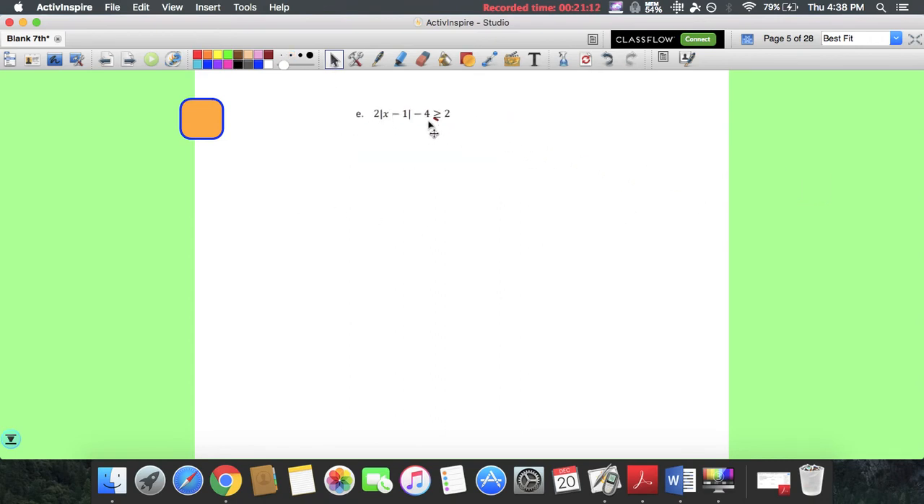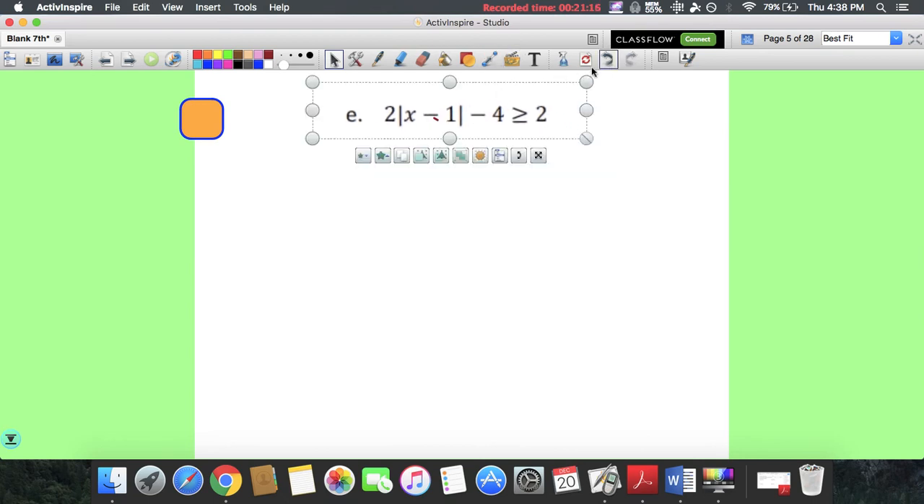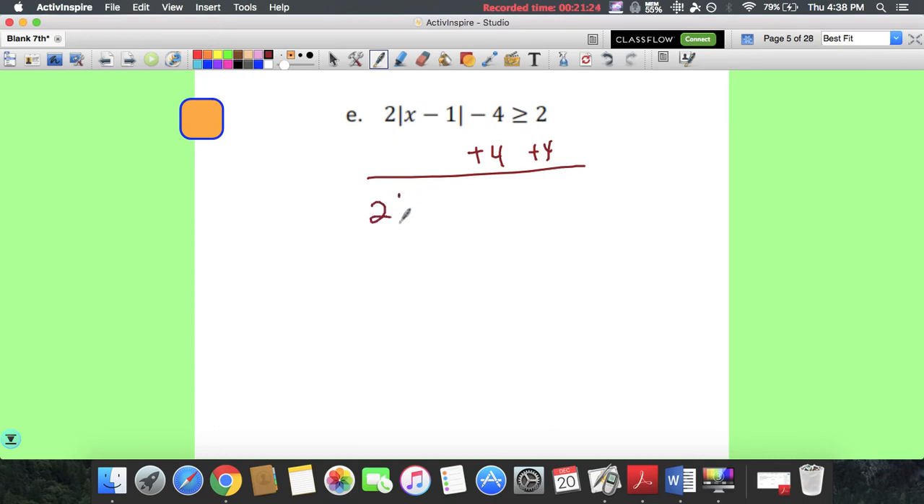This one, let's see if that presents. So, let's simplify our problem. First thing I would do is plus 4. So I get 2 absolute value of x minus 1 is greater or equal to 6. I will divide by 2, and I get the absolute value of x minus 1 is greater or equal to 3. So, now we gotta think about things.